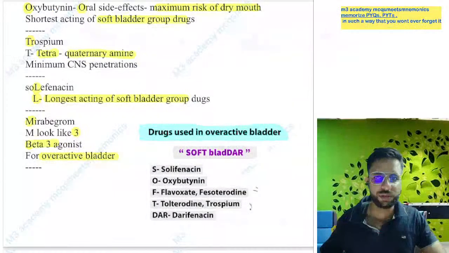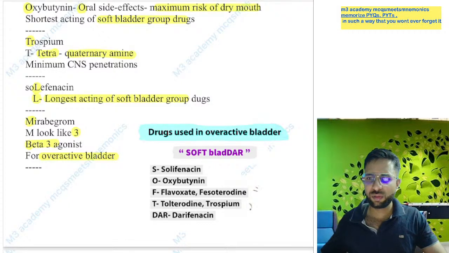Yes, so this question was asked previously about mirabegron. What comes with mirabegron? M looks like 3, B, so it is a beta 3 agonist and is used in overactive bladder.